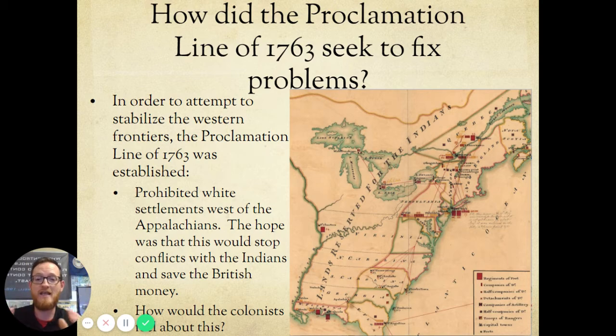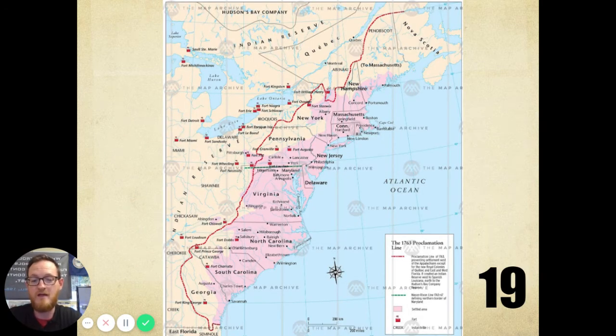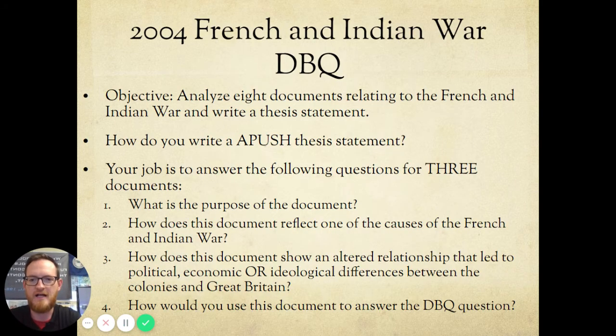Needless to say, colonists were not very happy about this. They felt like part of the reason for the French and Indian War was so that they could get involved and get these lands west of the Appalachians, and now that's being taken away from them. Here's another map showing you what that proclamation line looked like. As you can see, as far as our area is concerned, it's west of Fincastle, which is basically right over the mountains from here. You can also see the British military forts that were still out there during this time.